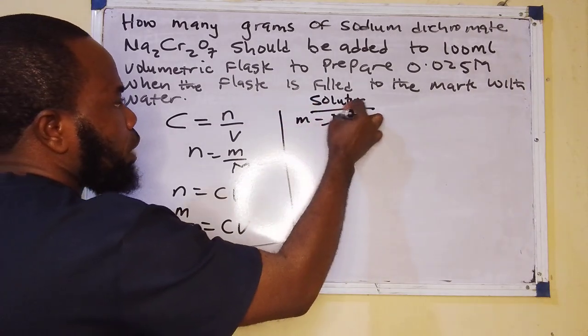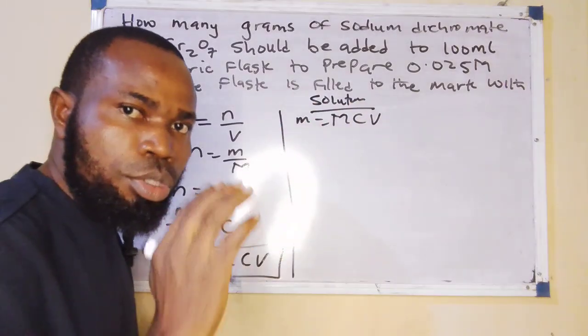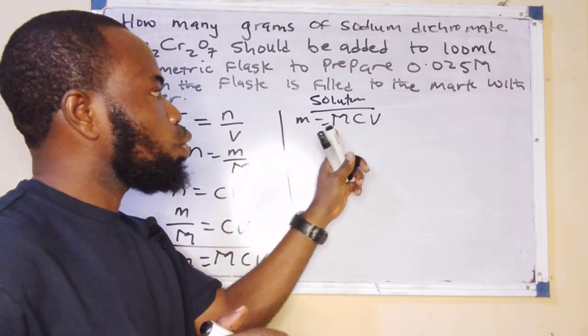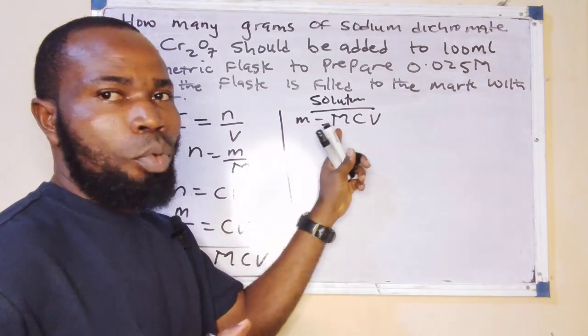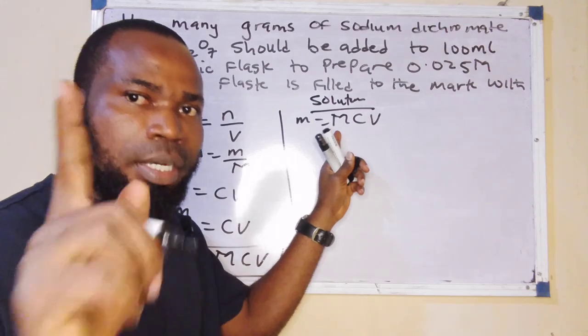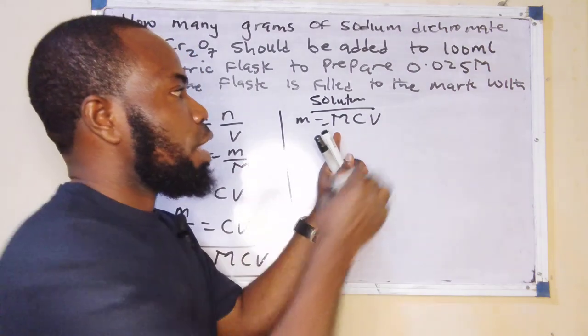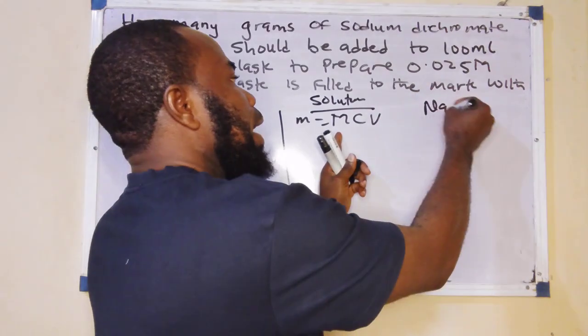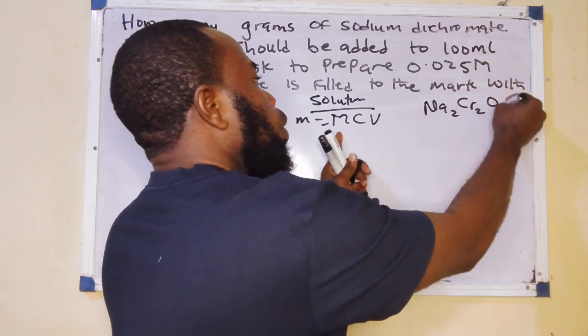Mass is equal to M times C times V. Now don't rush. In this situation, you will notice that we're not given the molar mass. How are you going to calculate it? This is where I want you to tag along and let's check it out. Now remember, the compound is Na2Cr2O7.